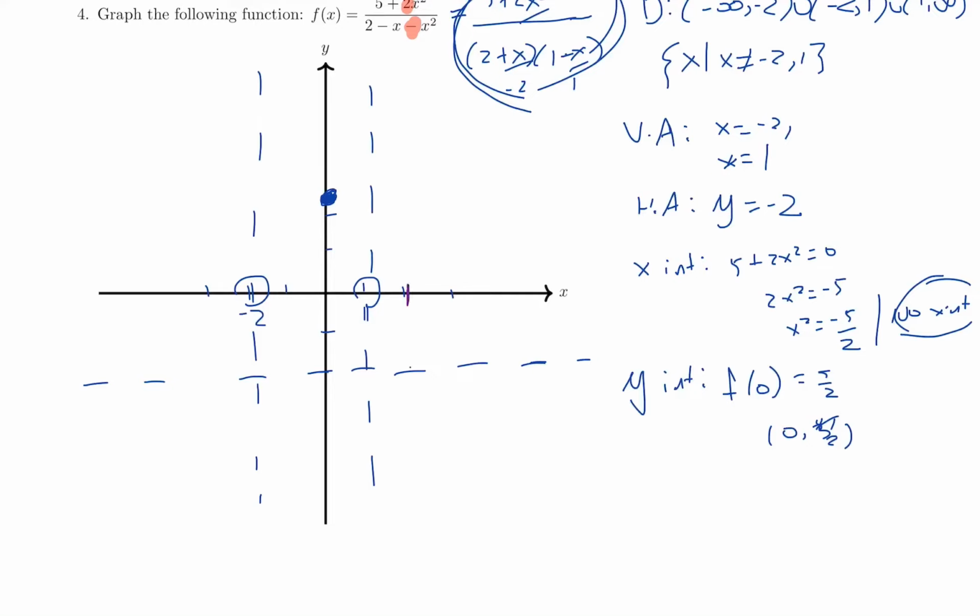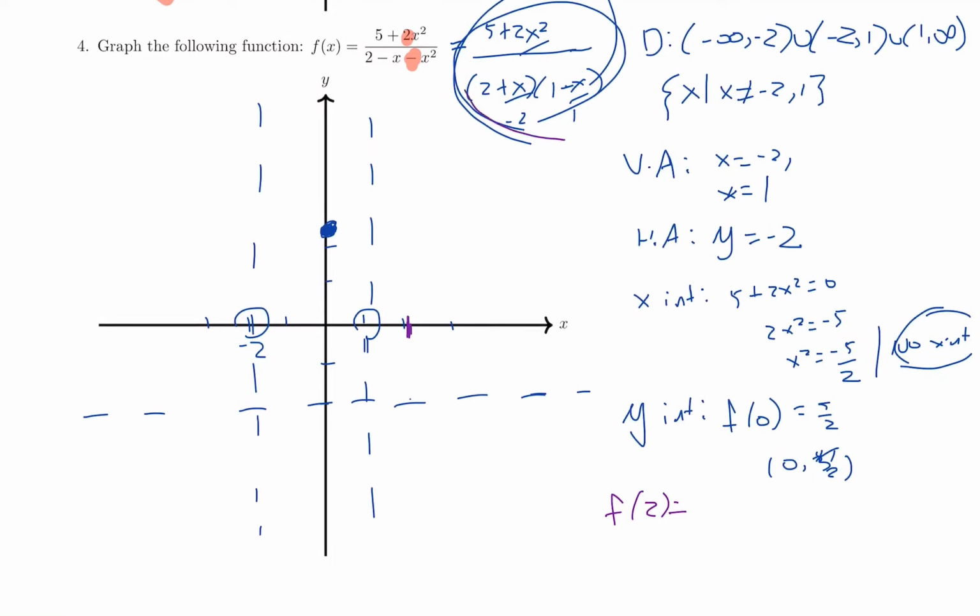Let's look at f of 2. So f of 2, let me write it here. Again, I'm plugging in 2 right here. That's just algebra, right? So plug 2 in there. And f of 2 will give us -9/4. So when it's 2, we have -9/4, which will be right below -2 right here. Here's -2, right? y equals -2 is the horizontal asymptote. So there's the one point.